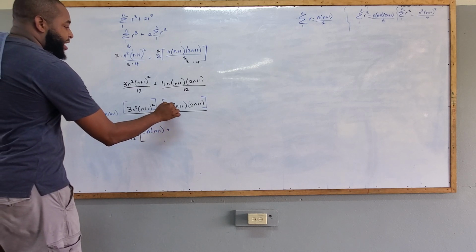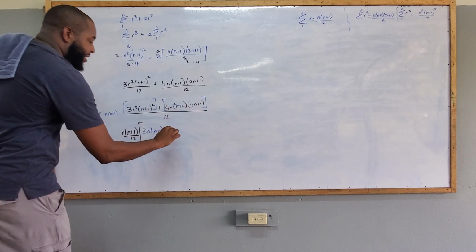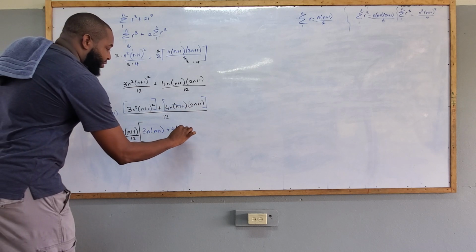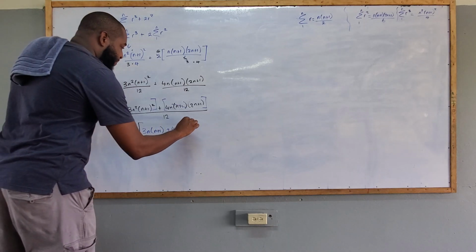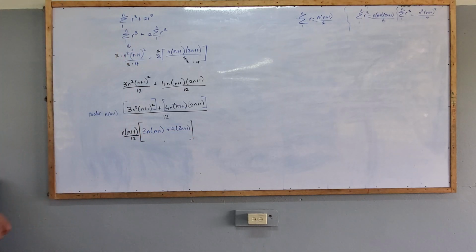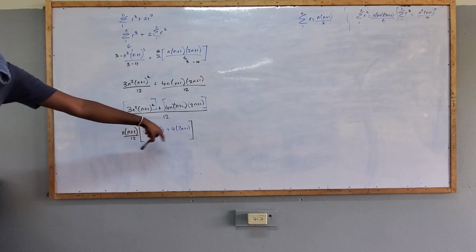So this and this are gone. So that's 4 times that, right? 4 bracket 2n plus 1. Very good. And now what we have to do is just try and simplify inside here.